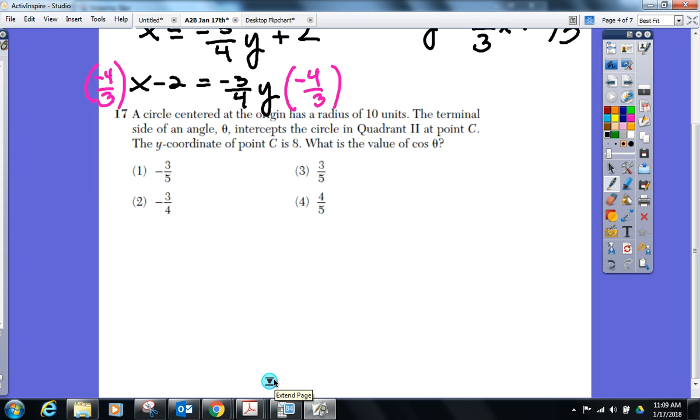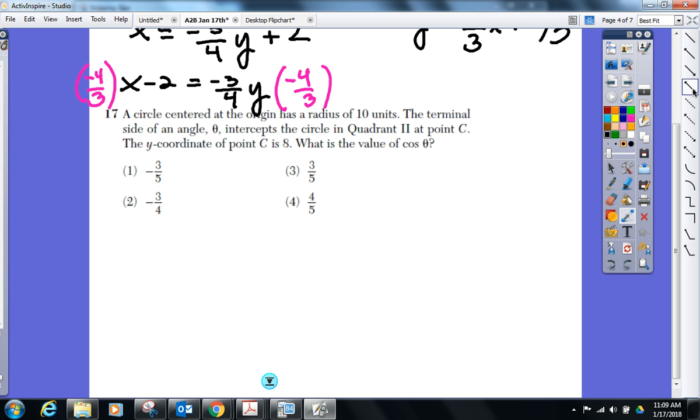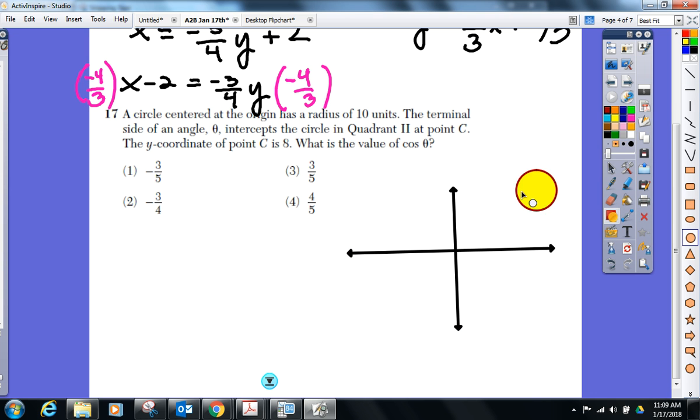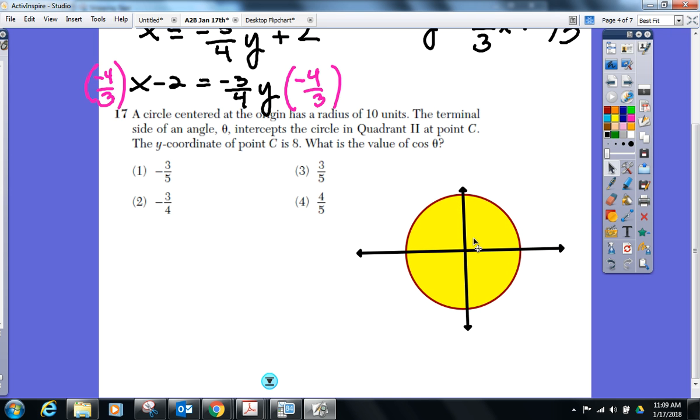17. A circle centered at the origin has a radius of 10. Let's see if I can get a little diagram drawn here of what I'm working with. Where's that circle? Don't care how big it is. There it is. Center at the origin. And where's the terminal side end? Quadrant 2. Can you make a terminal side intersecting somewhere, I don't care where, in quadrant 2? There it is in quadrant 2.